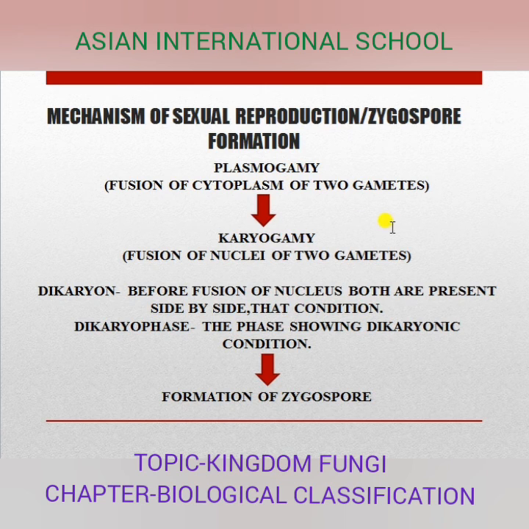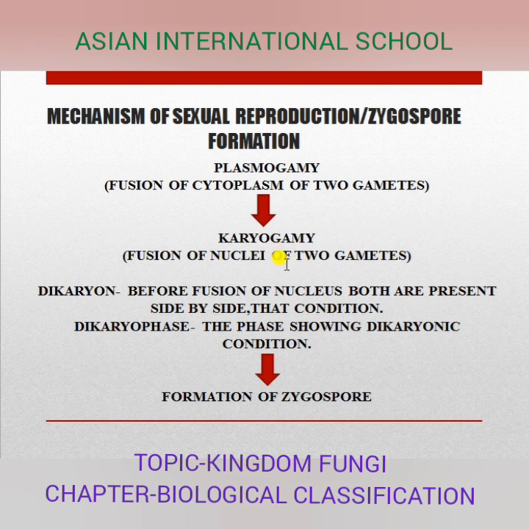Next, after cytoplasmic fusion, the next type of fusion happens between the nuclei of two different gametes, obviously the male gamete and female gamete. That specific fusion of the nuclei of the two individuals is commonly known as karyogamy, because karyon means nucleus and gamy means fusion.